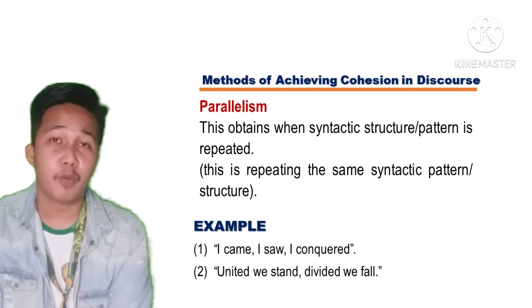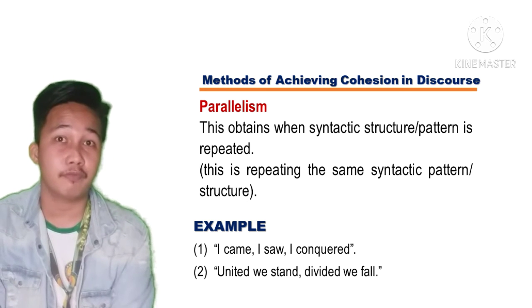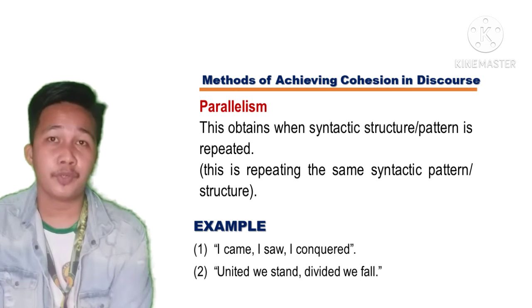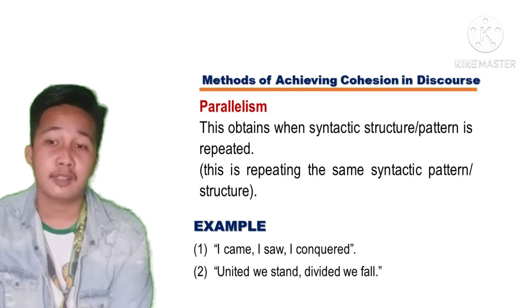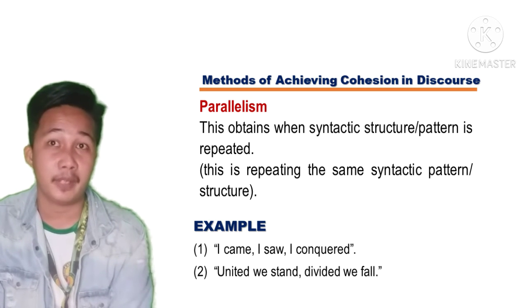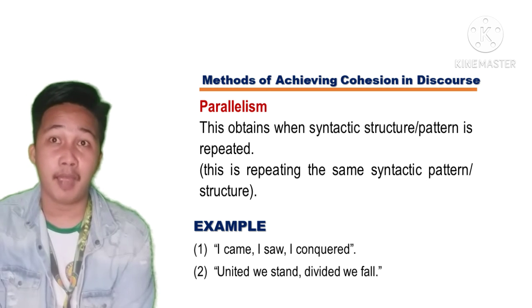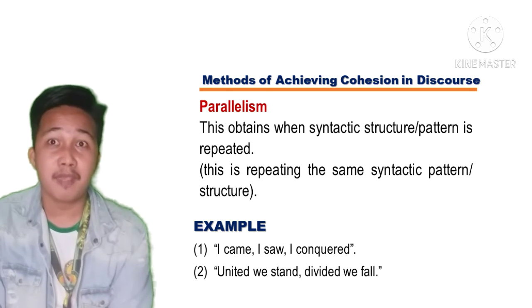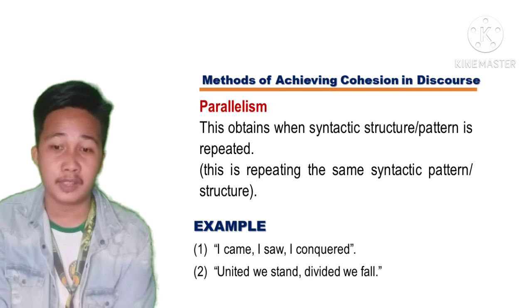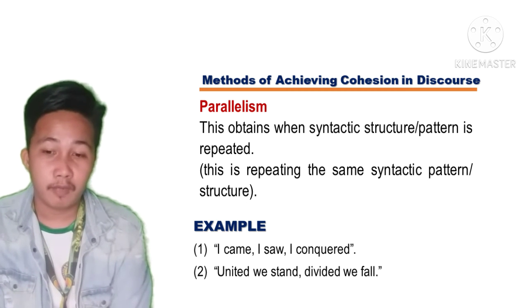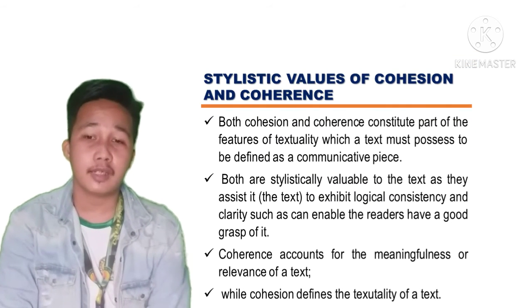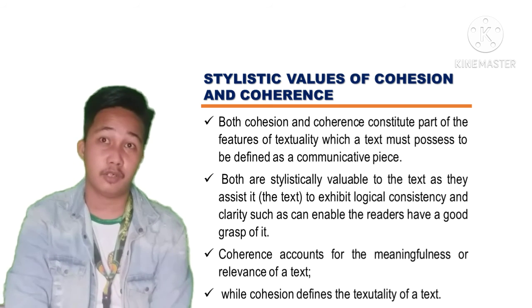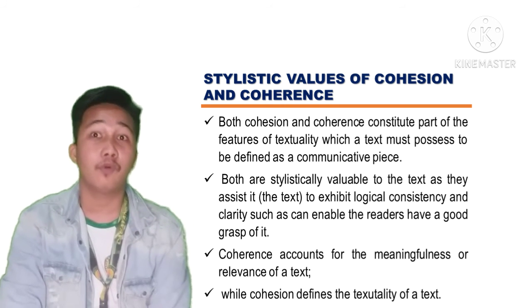Just like what I've said a while back, we have only 5 ways of giving a text cohesion. But I also included here parallelism. Parallelism obtains when a syntactic structure or pattern is repeated. For instance, I came, I saw, I conquered. Basically, as we observe, "I" is repeated in this statement.